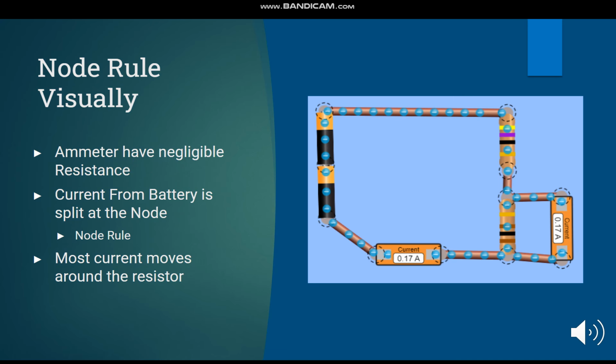So for the node rule visually, we have that the ammeter has negligible resistance, and current from battery is split at the node due to the node rule right here. And most current moves around the resistor, so when it moves through the right part of it, it's 0.17, and then at the bottom toward the left, it's 0.17.